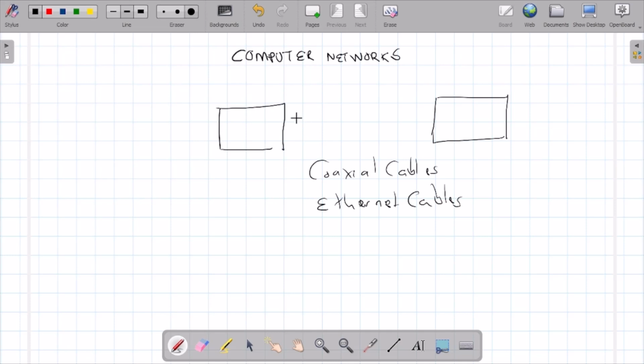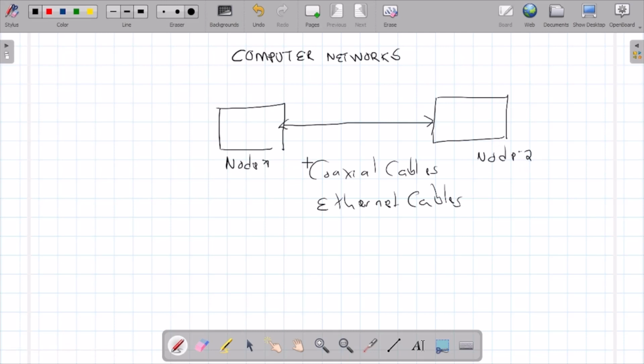All right. Now, for the purpose of this video, we're going to use a double arrow to show that two computers are interconnected. Now, the various computers connected in a network are known as nodes. So this can be your node 1, and this is your node 2.